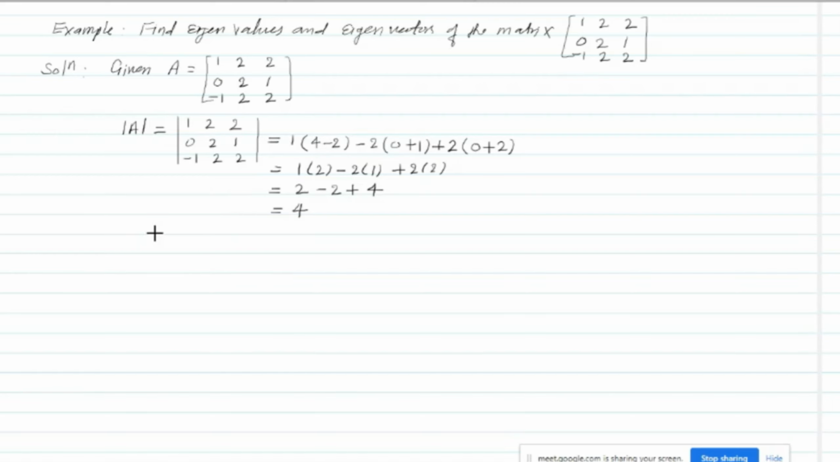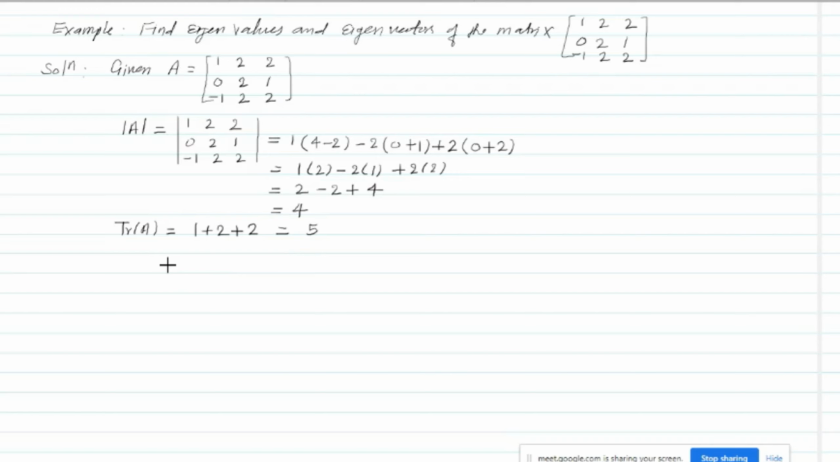Now we have to find the trace of the matrix. The trace of matrix A is the sum of the diagonal elements of the given matrix. That is 1 plus 2 plus 2, which is 5. So the trace of the matrix is 5.